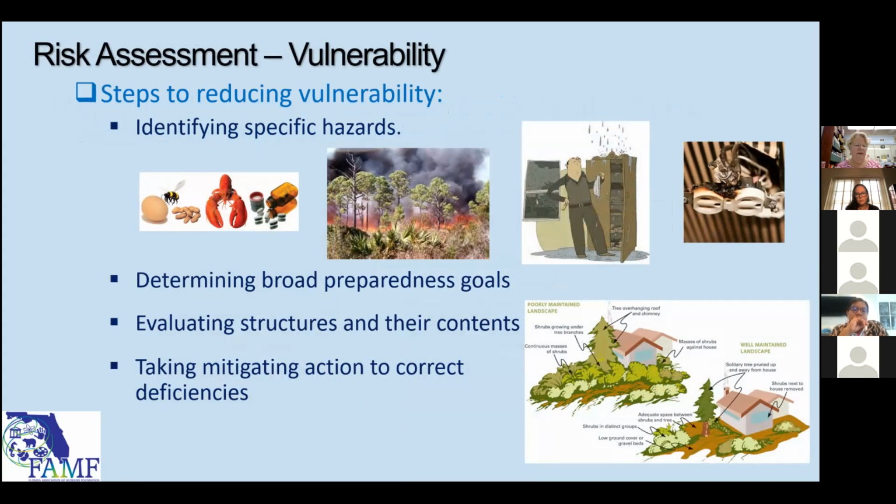Consider the impact of the event. Reducing vulnerability to disasters involves the following 4 steps: identifying specific hazards, determining broad preparedness goals, evaluating structures and their contents, and taking mitigating action to correct deficiencies.